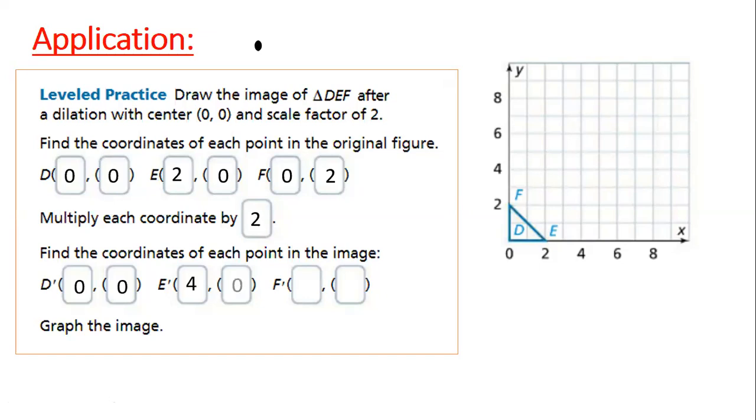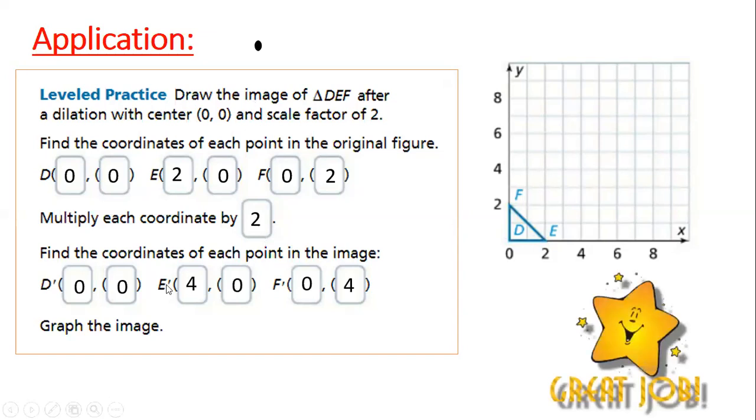E prime is going to be 4, 0, and F prime? 0, 4. Very good. Now the coming step is going to be what? Graph the image. Can you plot the points? Plot D, it is going to be 0, 0.